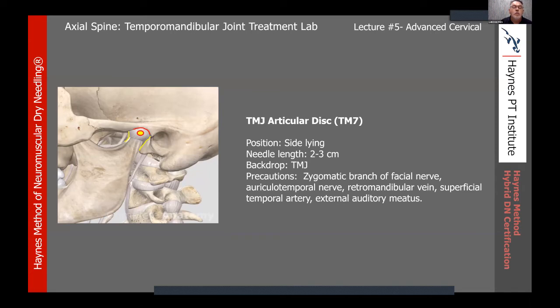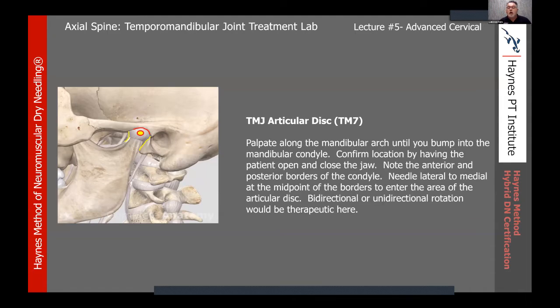Okay, and in order, we'll move on to the articular disc, where we'll identify the anterior border, the posterior border, and then we're just going to have our subject open and close the jaw to identify where the articular disc is, and then we'll just go lateral to medial onto that.